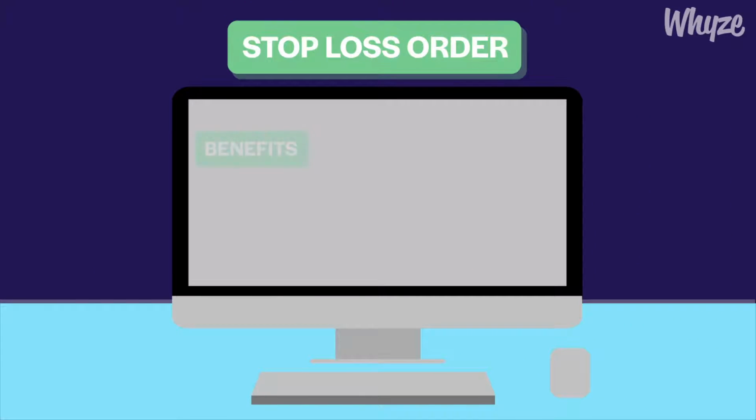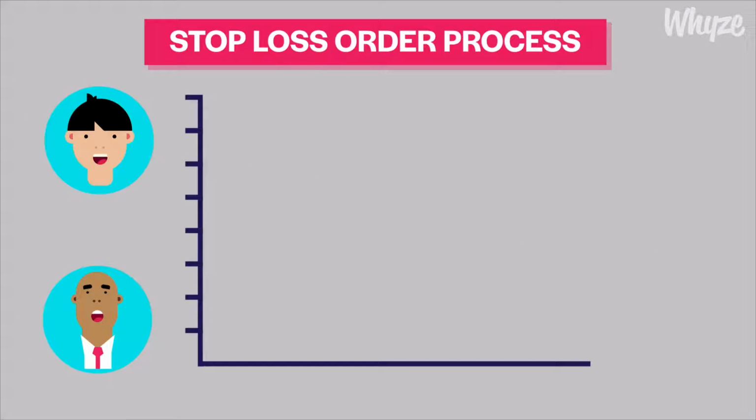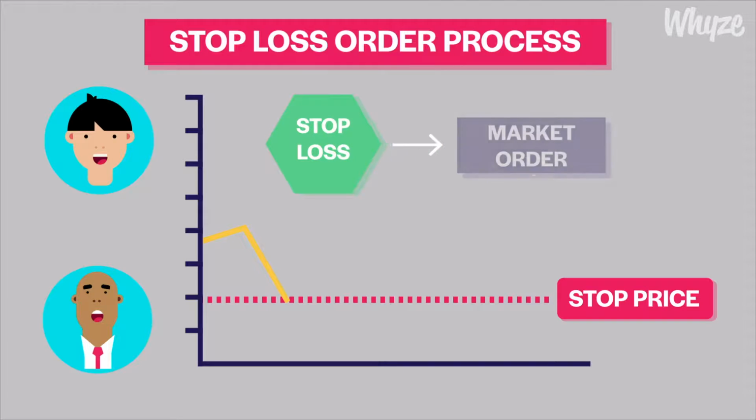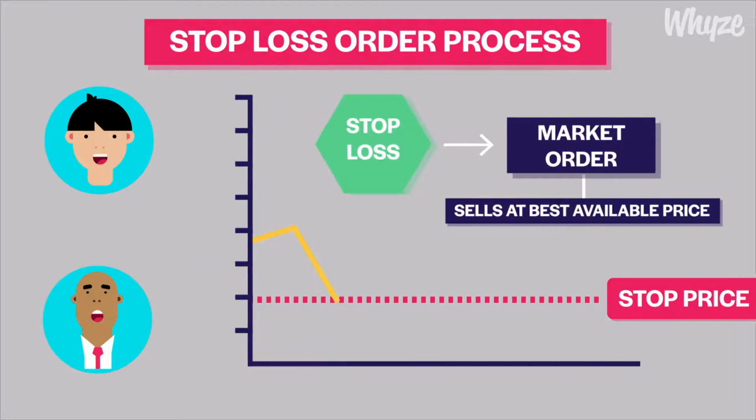Stop loss orders are primarily used to stop losses or to protect profits on stocks you already own without constantly checking your portfolio to do so. This is because a stop loss order can be used to tell your broker to sell a stock when it reaches your stop price. Once this stop price is reached, your stop loss order turns into a market order that sells the stock at the best available market price.